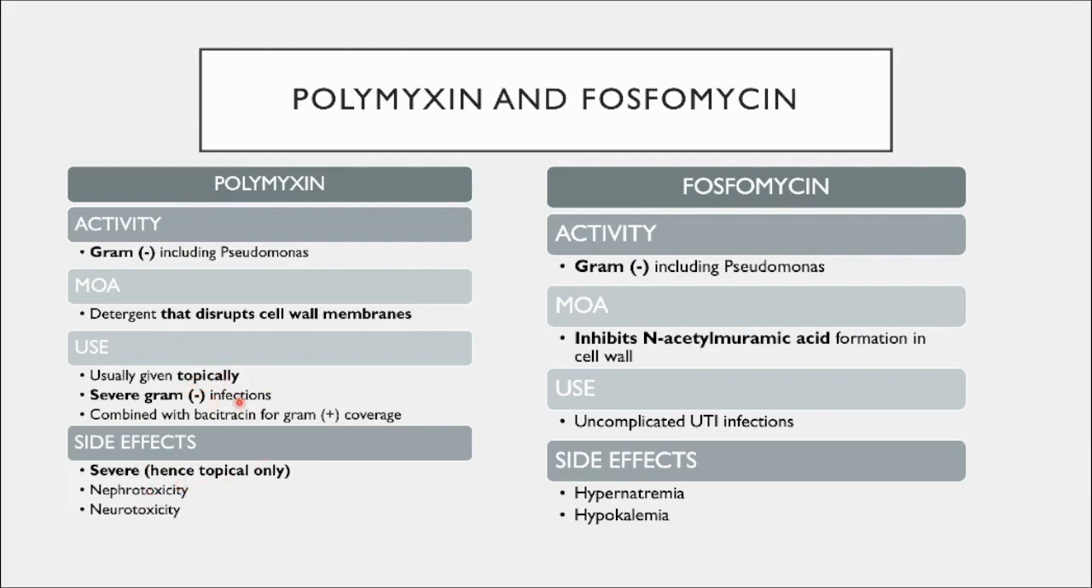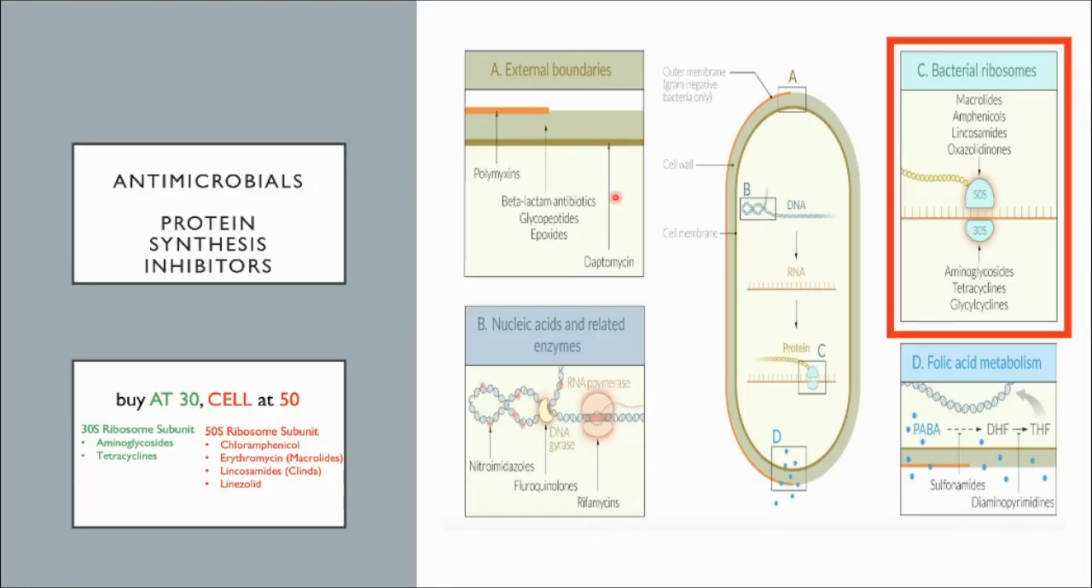So we give these in topical solutions, say for a skin infection or an eye infection, but otherwise we don't take these systemically. But it's really good for severe gram-negative organisms. And then phosphomycin, I've really not heard much about this one, so it's here if you want to learn about it. Okay, so those are the outer boundary, external boundary antibiotics.